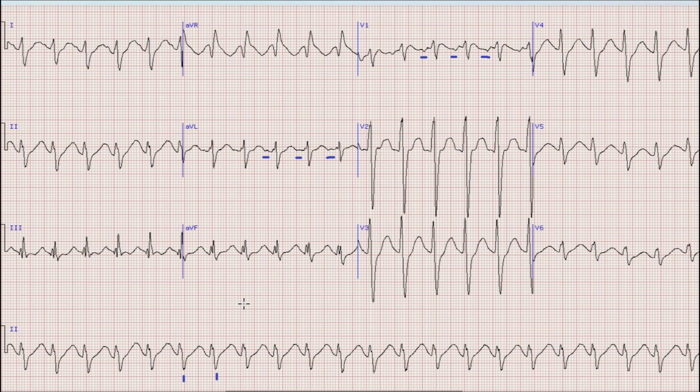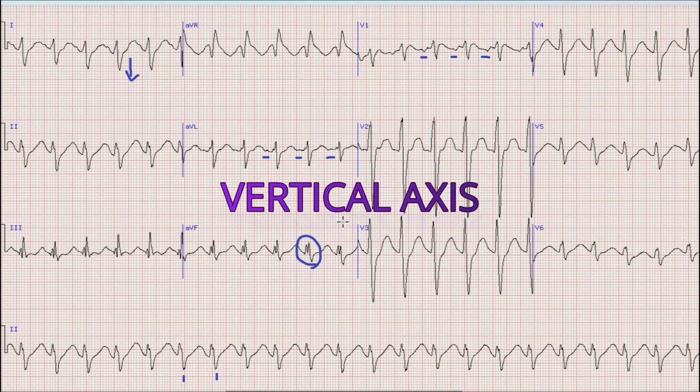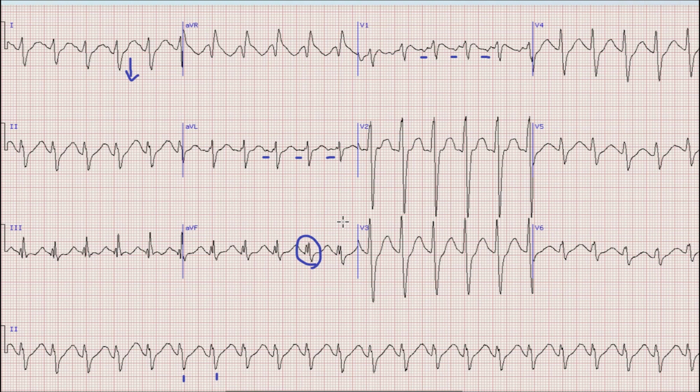Next thing on an ECG interpretation is axis. For axis, we look at the direction of QRS complex in lead 1 and lead AVF. Here we can see that the QRS vector is predominantly negative in lead 1. Similarly, the QRS complex in lead AVF, it is isoelectric in lead AVF. So most probably the direction of axis in this case is vertical, that is the vector is directed towards the lead AVF.